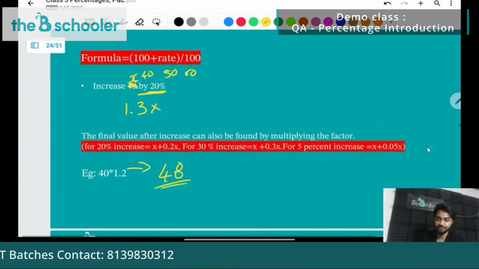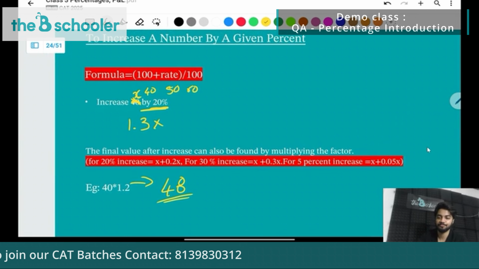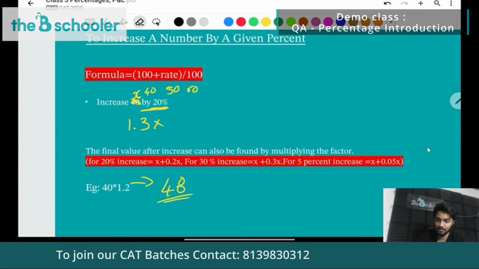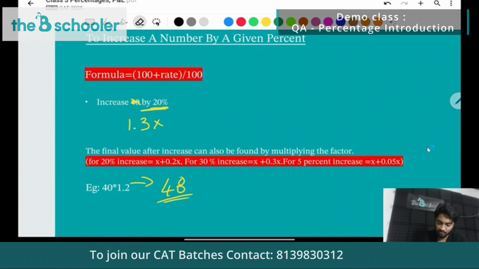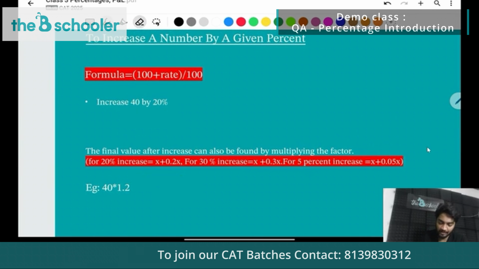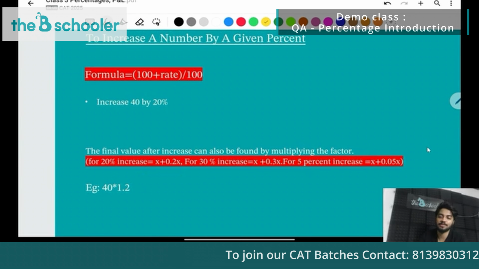Guys, is it clear? Yes or no? I just got one yes. Does that mean it's not clear for others? If you have any doubt and need help, please ask me, because these are all basic building concepts which are going to help you throughout the quant section.